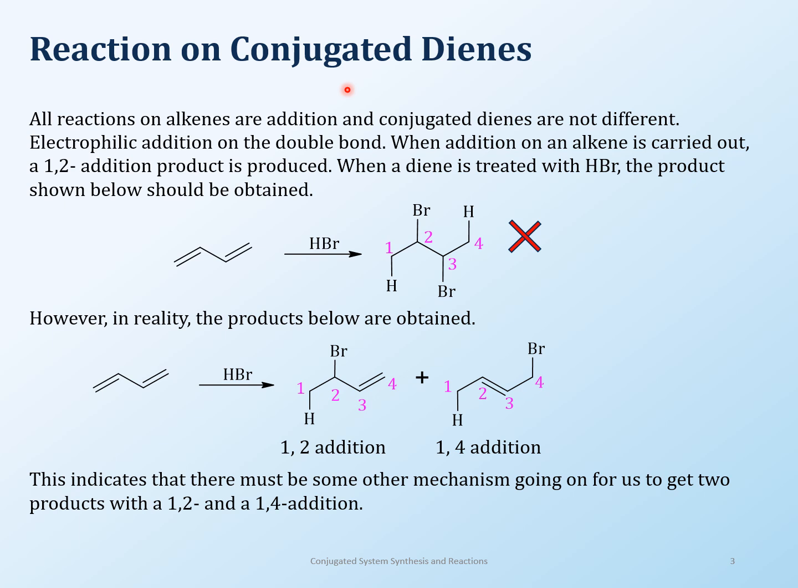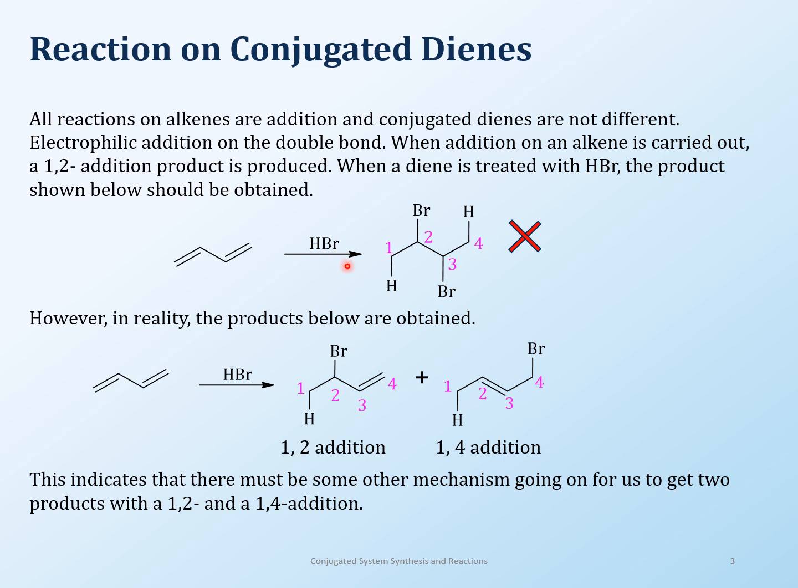First of all, the reactions are still going to be addition reactions. I'm not changing any of that. Just like an alkene does an addition reaction, the conjugated system will also do an addition reaction. So that electrophilic addition is going to be on the double bond. Remember, the double bond is electron rich, so that's the nucleophile. Generally when you take an alkene and you want to do an addition reaction on it, for example, you want to take this diene and add HBr to this.